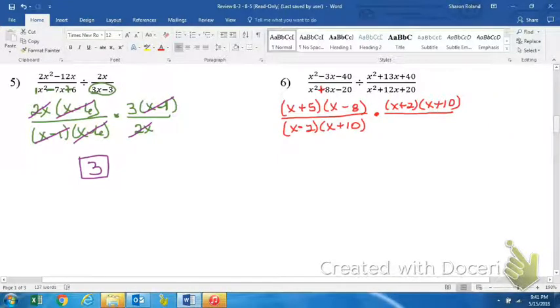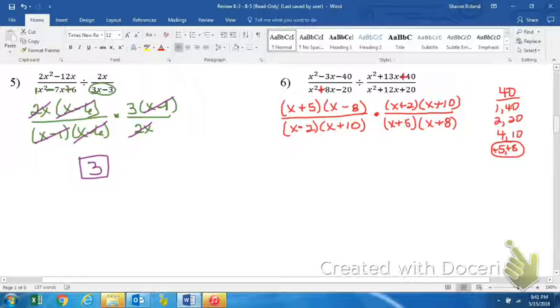Okay, so now we're going to factor 40. It's 1 and 40, 2 and 20, 4 and 10, and 5 and 8. Which of those add up to be 13? 5 and 8. When you're adding, they have the same sign, so they're both going to be plus. So that's going to be x plus 5, x plus 8. Everything's factored. The fractions are where they're supposed to be, so let's cancel.